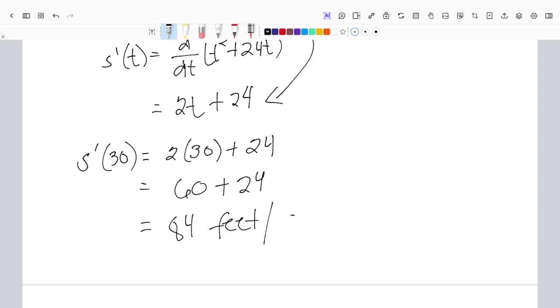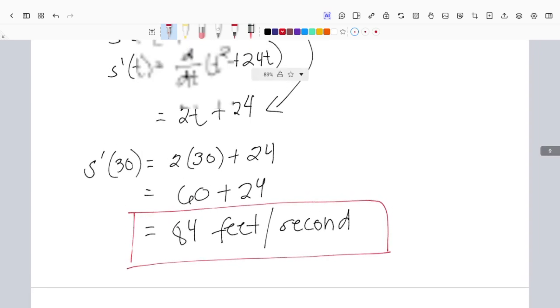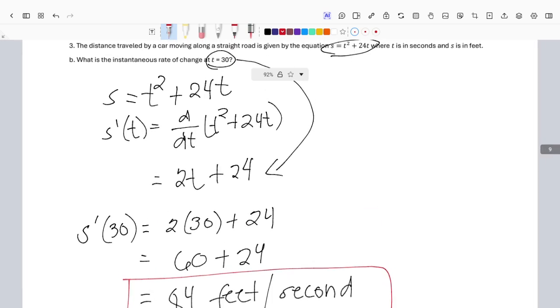per second. That's it. This is our instantaneous rate of change. Instantaneous rate of change at t equals 30.